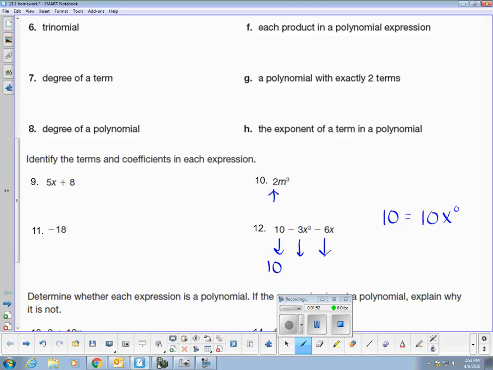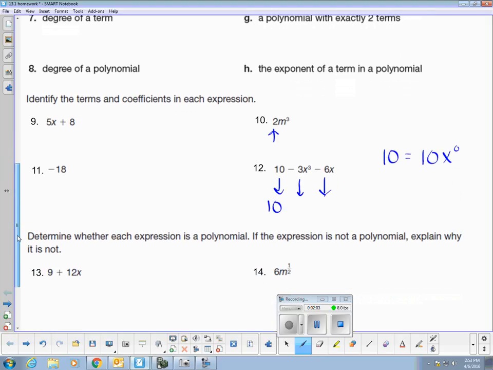In just a minute, we're going to talk about rewriting these polynomials so that they are in descending order. We say that that's standard form. So we'll talk about that in just a moment, and then we'll see how we're going to rewrite that.